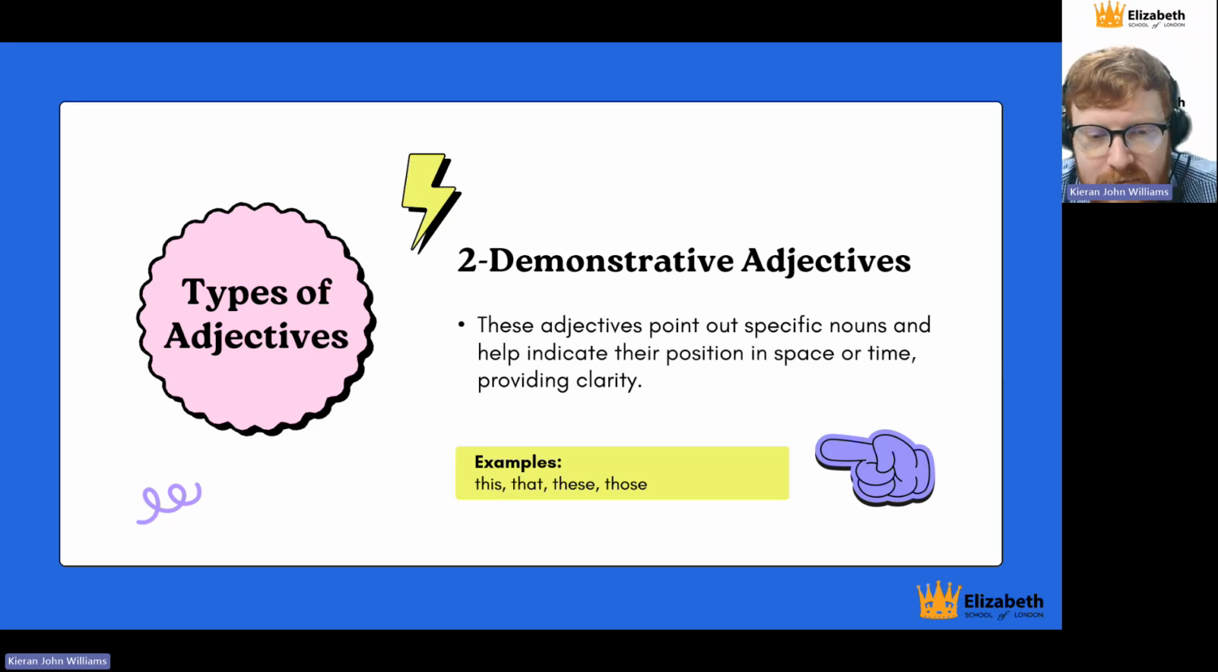We also have demonstrative adjectives. These are adjectives which point out a specific noun and help to place it in space or in time. The examples that we've got here are this, that, these, and those. So you're talking about this pen rather than that pen over there, these pens rather than those pens over there. This helps us to know the actual location in space.